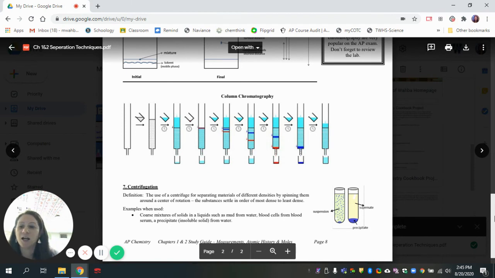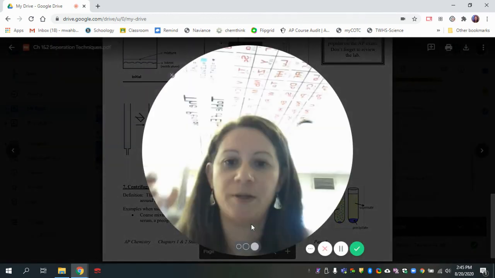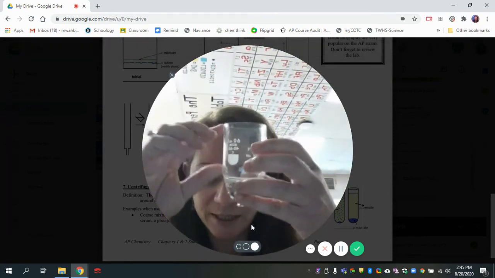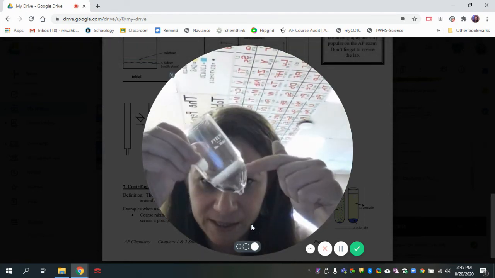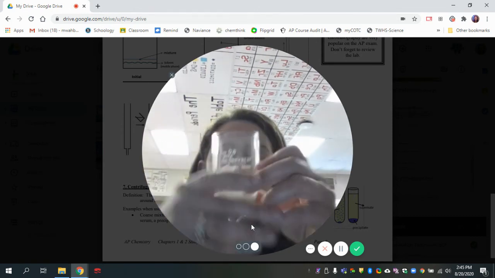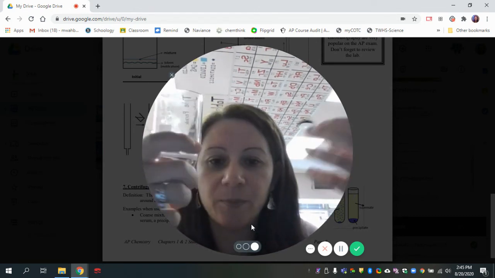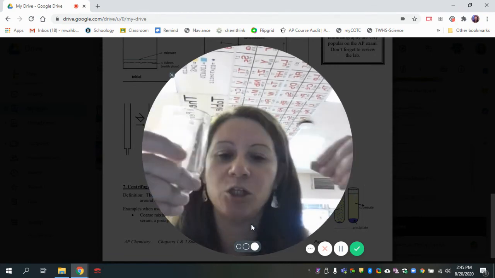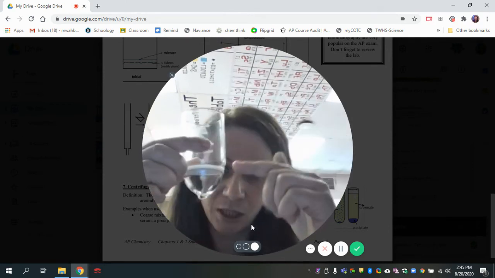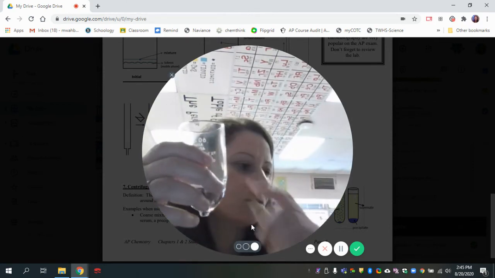So a column could look different, but this is a very small column. It's basically a glass tube with a semi-porous membrane right here. And what you do is you get a little bit of silica gel, which is like a powder. You add a solvent to it, make a slurry, and pour it through here. And then you take your mixture.